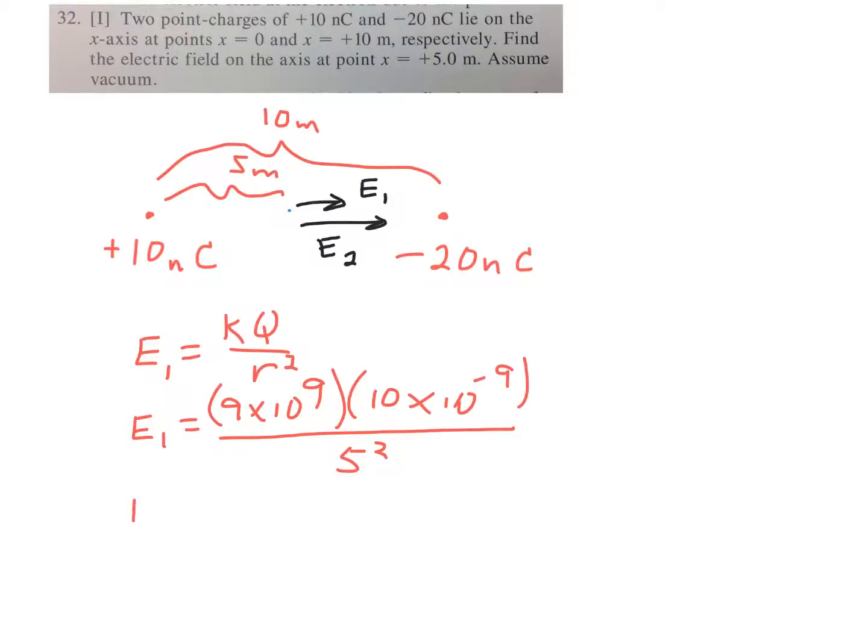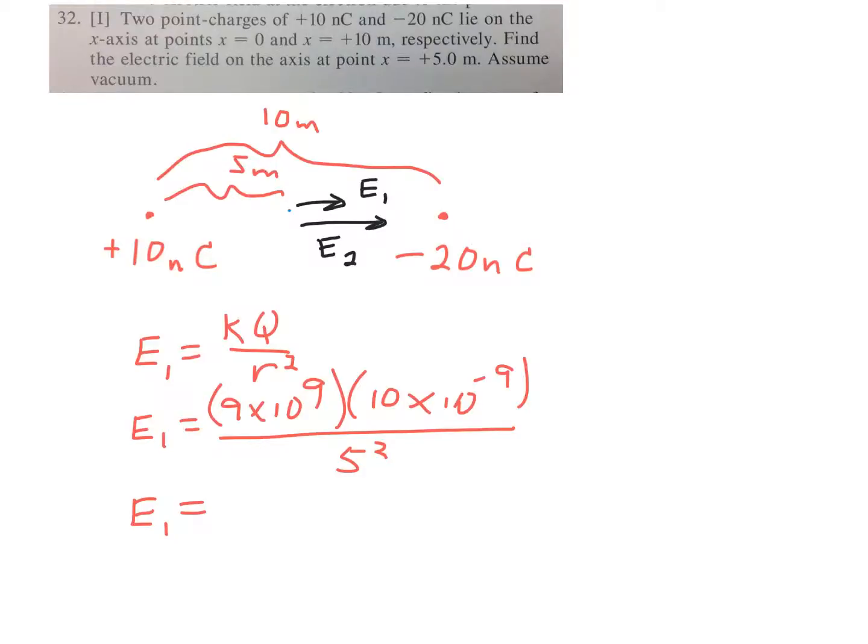You calculate E sub 1, it's some number. E sub 2 is double that. So the final answer is essentially triple this answer when you add those two together. And the direction would be towards the right, towards the negative 20 nanocoulomb charge.